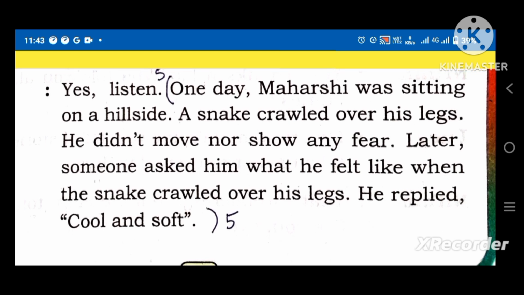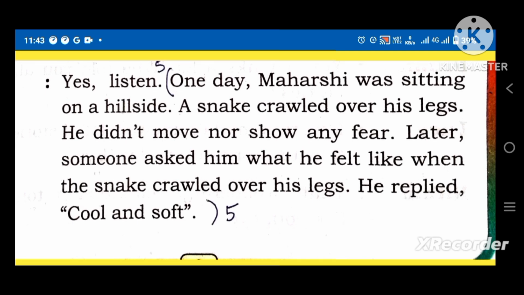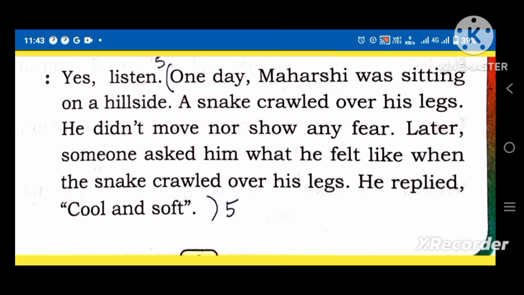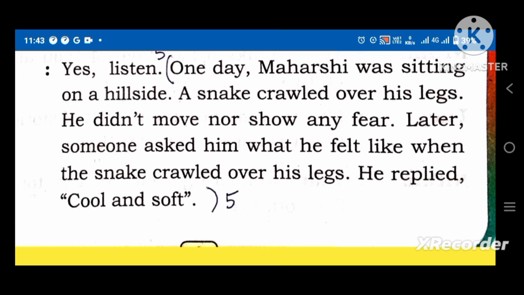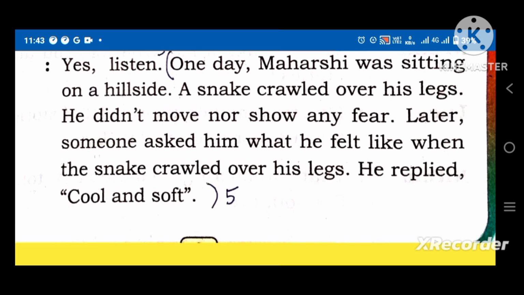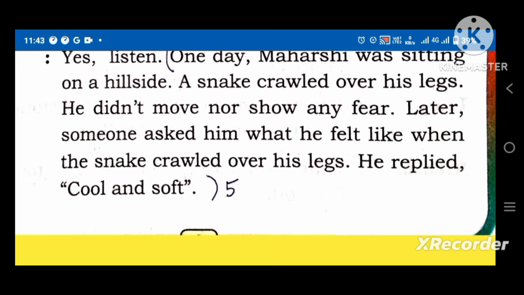One day Maharshi was sitting on a hillside. A snake crawled over his legs. He didn't move nor show any fear. Later, someone asked him what he felt like when the snake crawled over his legs. He replied, "Cool and soft."